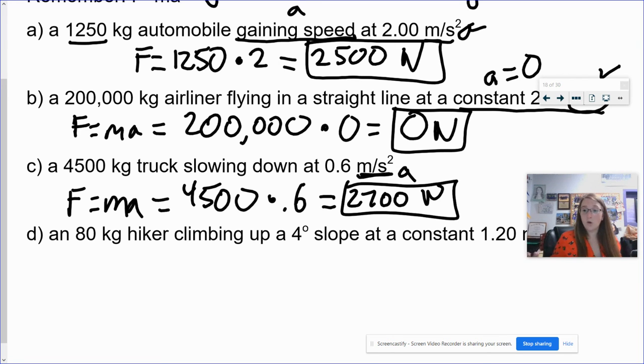And again, though, that is slowing down. So yes, it's going to be this kind of thing. When you slow down, you kind of come forward. When you're speeding up, you're getting pushed backward. But that's the magnitude of the force. It would be a different direction, though, than gaining speed.